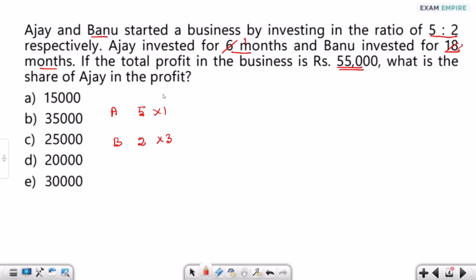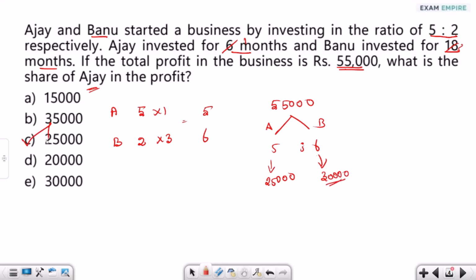So you know investment into time period is nothing but the profit ratio. So what is the profit ratio of A and B? 5:6. So 55,000 should be divided between A and B in the ratio 5:6. So what is the share of Ajay? So the share of Ajay will be 25,000. And what will be the share of Banu? The share of Banu will be 30,000. So the answer for this particular question is like 25,000.